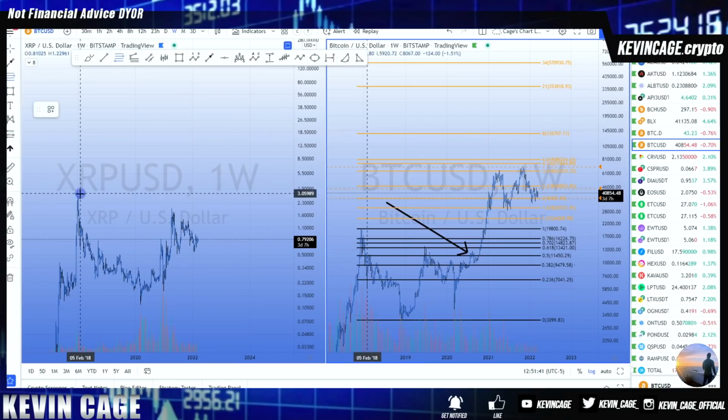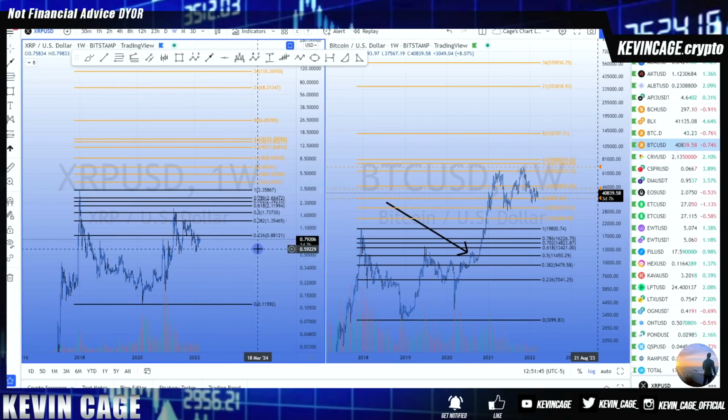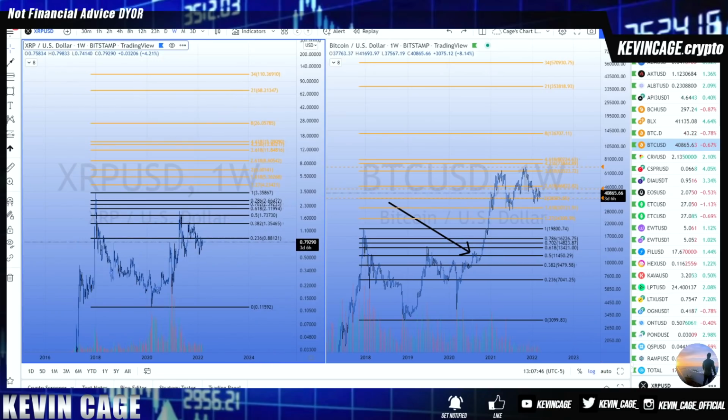Well, let's compare XRP from the high to the low. Where are we? We're still below the 236 Fibonacci retracement. Now, the point of this video is not to bash any assets in particular. It's simply to encourage people to look at assets and focus on the ROI and percent return potential.